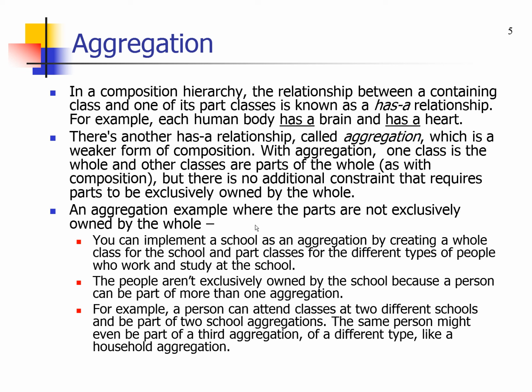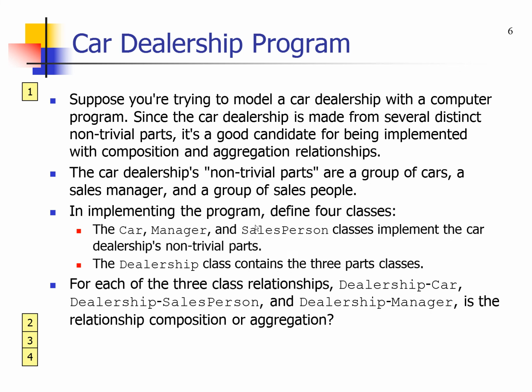So now you actually attend 2 different classes at the same school, or 2 different classes at 2 different schools, and so on and so forth. They might even be part of a 3rd aggregation, like a household aggregation. So they do change quite a bit. So you can have different things work with minis.